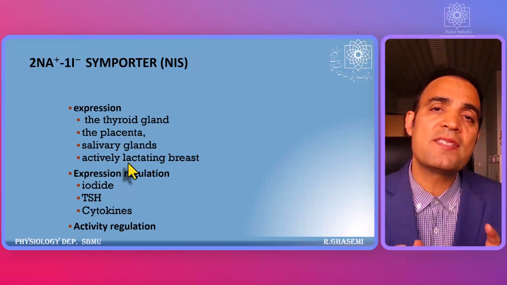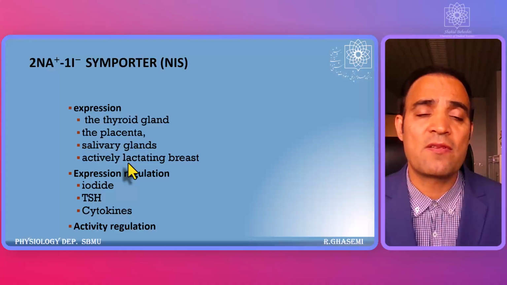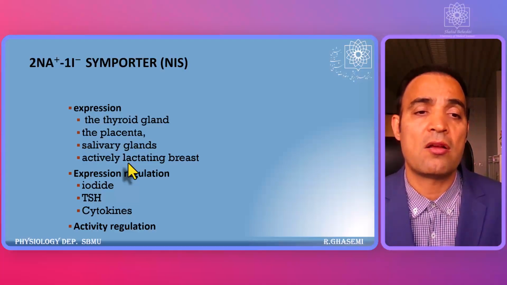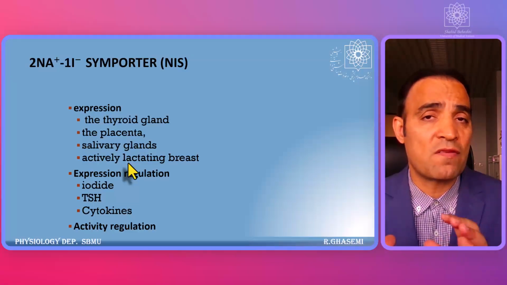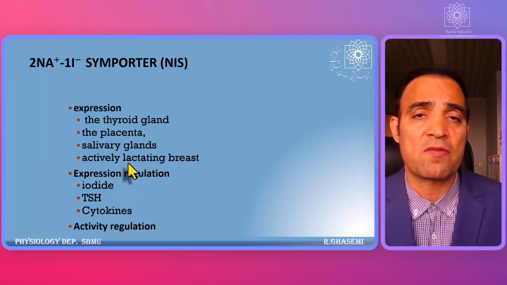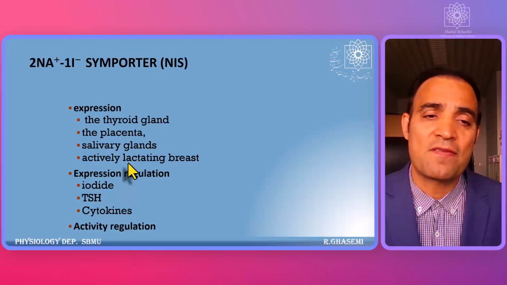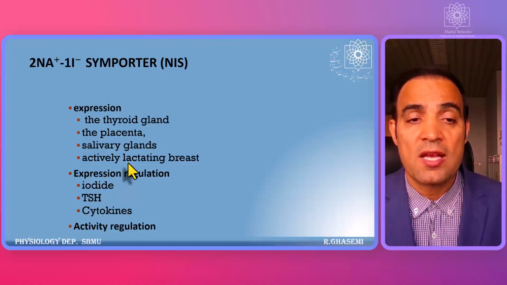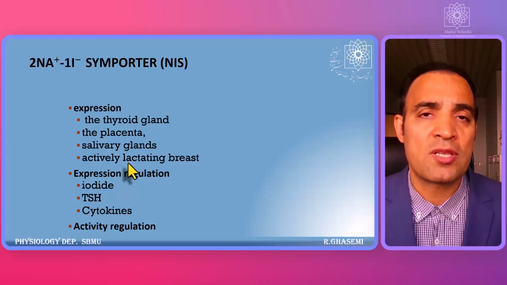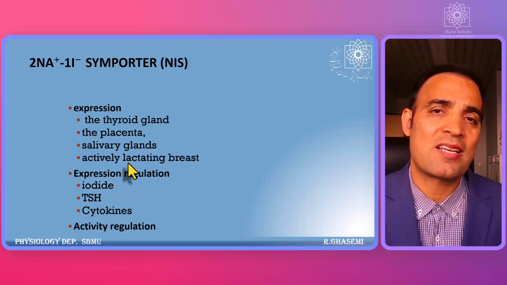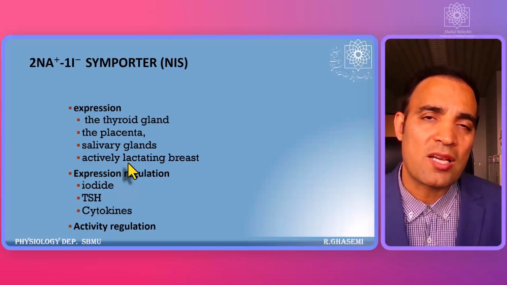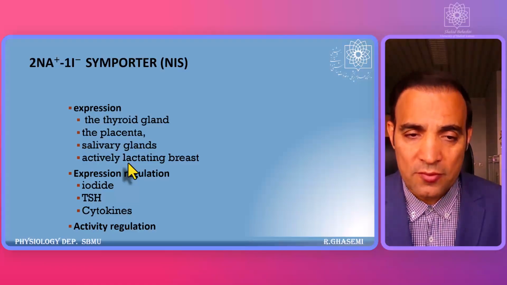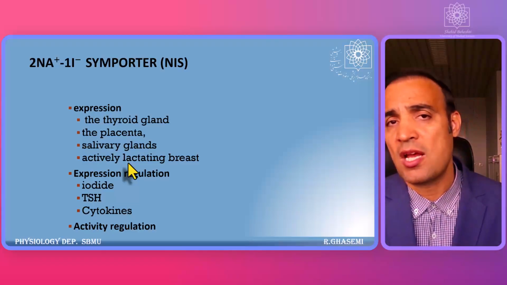The expression of this importer is not constant. Therefore, we can say that the expression of this importer is changing. Different factors are affecting the expression. For example, iodide itself is a regulator for the expression of NIS, the symporter. The TSH, a stimulator hormone that is released by the pituitary gland, is a regulator for this symporter. Cytokines also stimulate this symporter expression, and its activity is also regulated by these factors.